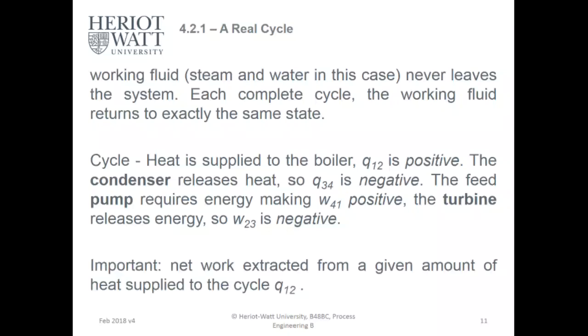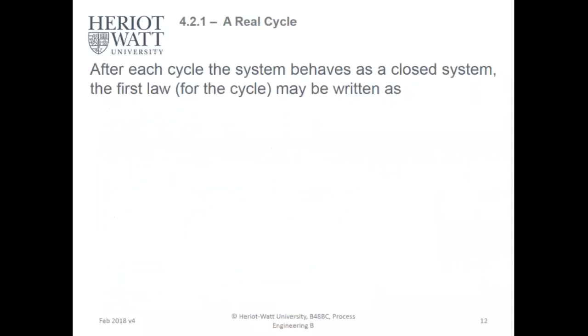An important thing to note is the net work extracted from a given amount of heat Q12 supplied to this cycle. So there is a net work for the full cycle. That's the amount of work you can extract. After each cycle, the system behaves as a closed system. So this is the first law for the cycle, and it may be written as your Q in, your Q out, plus the work in and the work out. And you have a net Q and a net work.